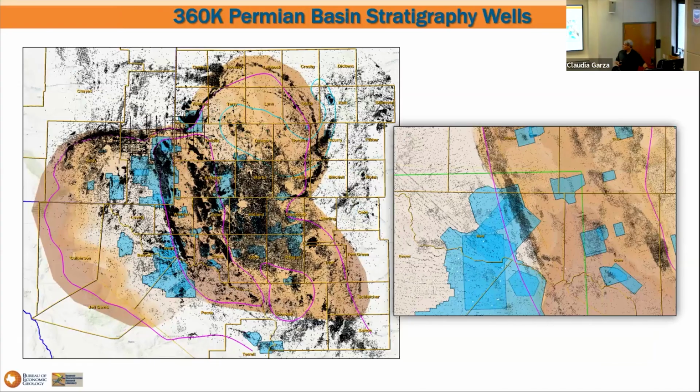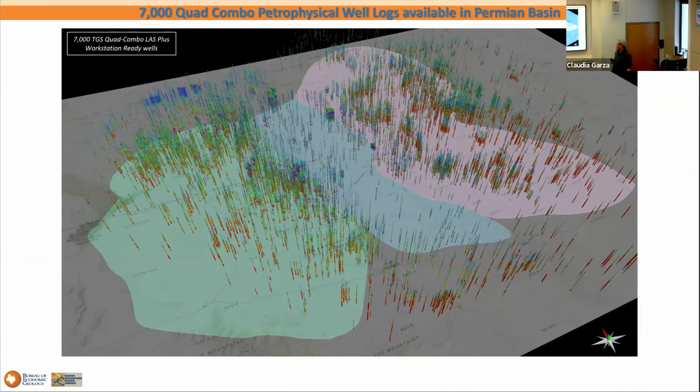So what do we have? We have approximately 360,000 wells that contain stratigraphy data. And that's, of course, the well log tops that we use in order to build the zonation throughout the Permian Basin. Right? Then we have well log data.